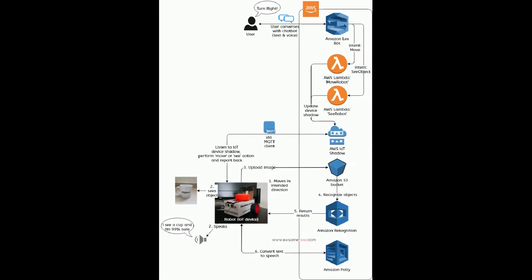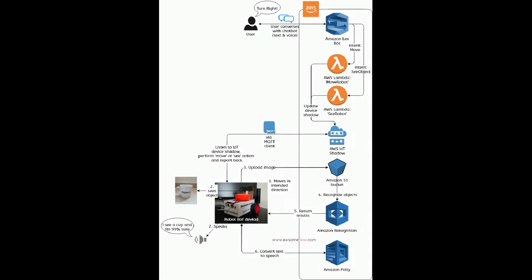So if the intent is to move, Lex actually calls an AWS Lambda function named moveRobot, which in turn talks to the AWS Internet of Things service and updates the device shadow for the robot, indicating that the robot should move. It also adds a direction such as move left, right, forward, or backward, based on what the user had stated during the interaction with the chatbot.